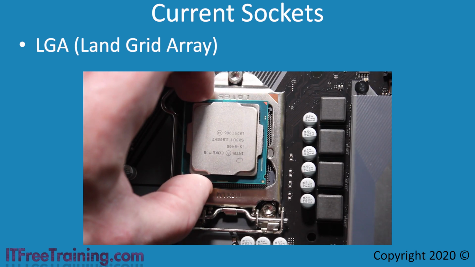LGA has a triangle in one corner, like the ZIF socket, to indicate which way the CPU should be installed. Make sure you match the triangles up when installing the CPU. Since the CPU and socket are keyed, if the triangles do not line up, the CPU will not go into the socket. If you try to force it, this will damage the motherboard or the CPU.